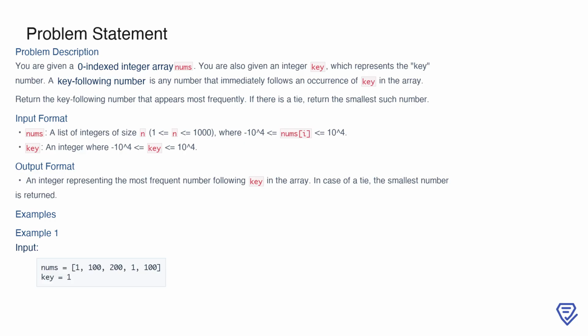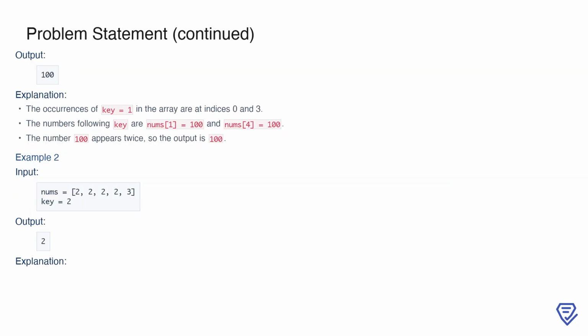The input consists of the array nums with a length between 1 and 1000, and all values in the array as well as the key itself lie between -10,000 and 10,000. The output is simply the number that meets these conditions. To understand this better, let's look at the first example.